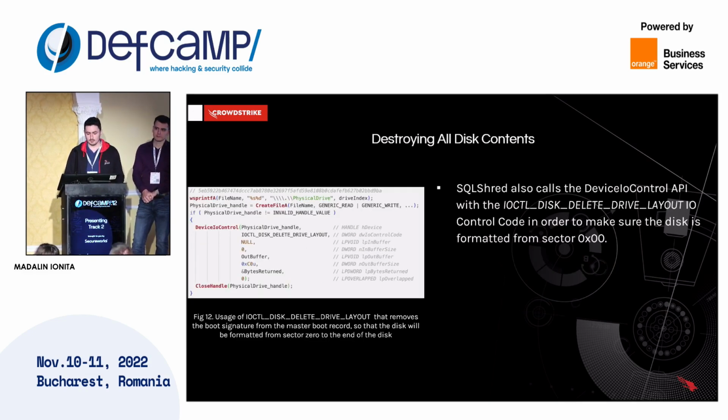An interesting use case is made by SQLShred, which uses IOCTL_DISK_DELETE_DRIVE_LAYOUT, which basically deletes the boot record from the master boot record and thus schedules the drive for formatting starting from offset 0 to the end of the disk. This is a quick and easy way of deleting the drive.